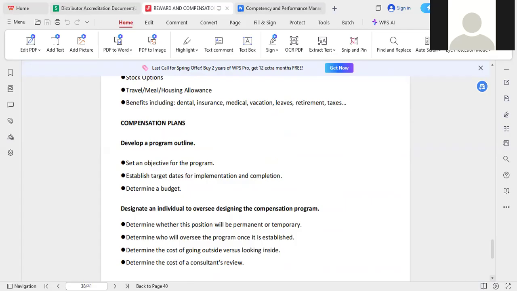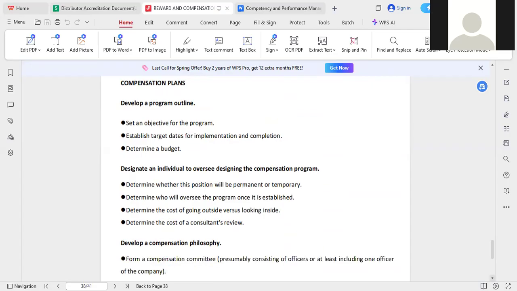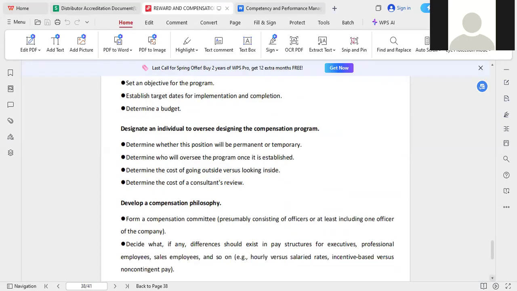For a compensation plan, you have to develop a program outline, then designate an individual, which can be permanent or temporary, who is going to oversee that compensation program, taking documentation of staff, their work, their extra time, their leave hours, their medical records, and all of those things. You get it. Then develop a compensation philosophy from a compensation committee, presumably consisting of officers, or at least including one officer of the company. So you develop a philosophy.